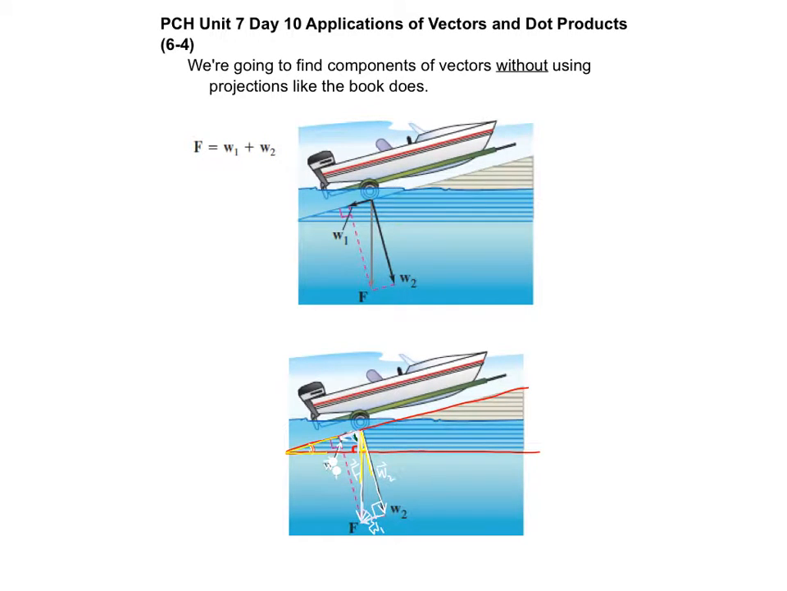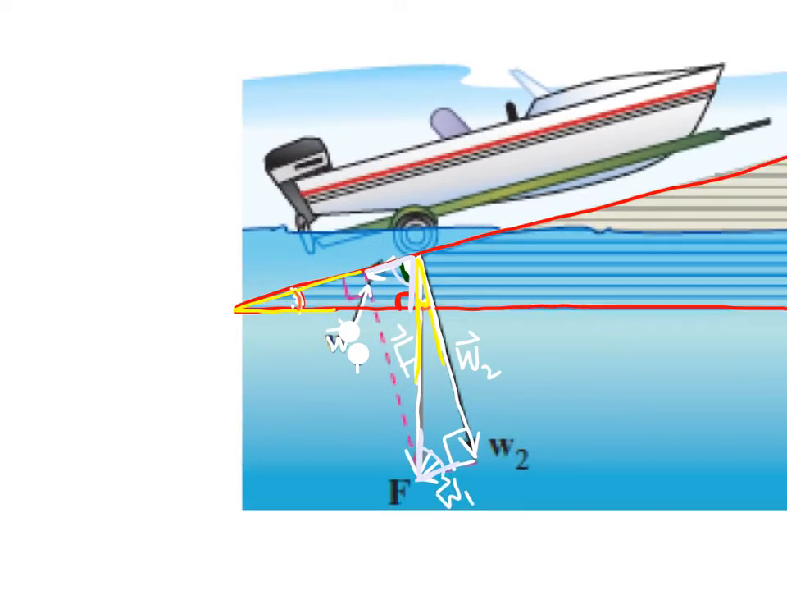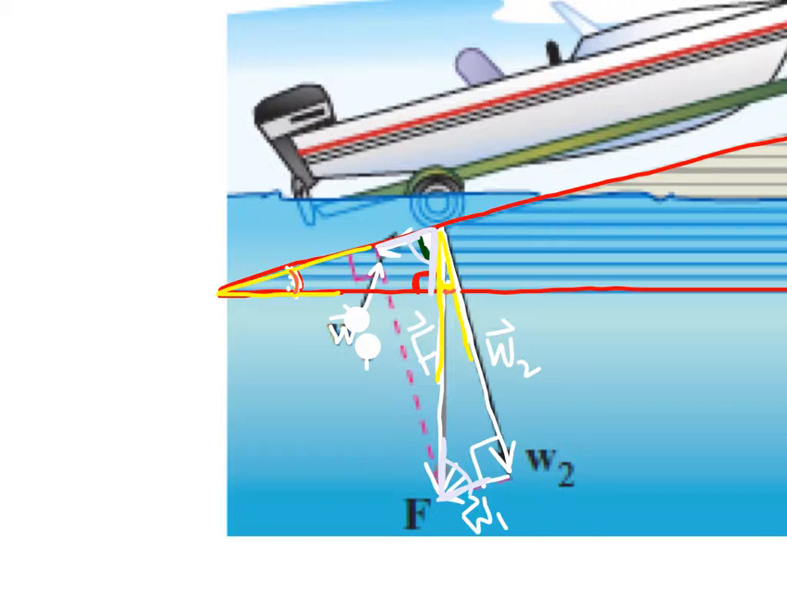Okay? So as we're looking at the force, vector F is our weight going straight down. W1 is the amount of weight that's pulling that thing down the ramp. W2 is the amount of weight the ramp itself has to exert. Okay, so if we look at this, I've drawn in some of the angles here. This right here, between the force vector and W2, will always equal this angle right here. Okay, the angle on the incline.